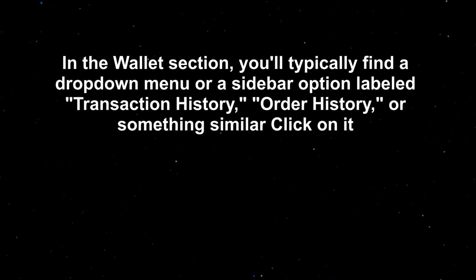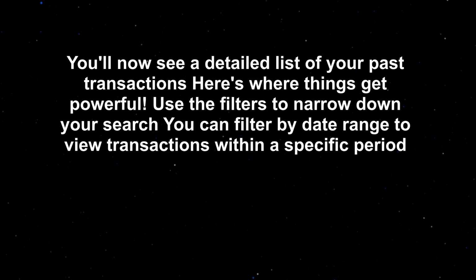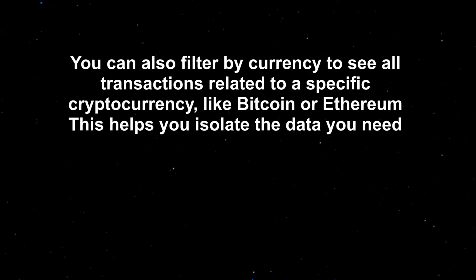In the wallet section, you'll typically find a drop-down menu or a sidebar option labeled Transaction History, Order History, or something similar. Click on it. You'll now see a detailed list of your past transactions. Here's where things get powerful. Use the filters to narrow down your search. You can filter by date range to view transactions within a specific period. You can also filter by currency to see all transactions related to a specific cryptocurrency, like Bitcoin or Ethereum. This helps you isolate the data you need.